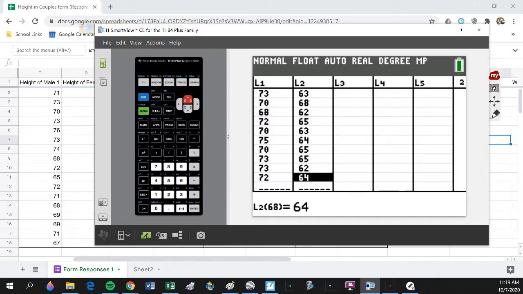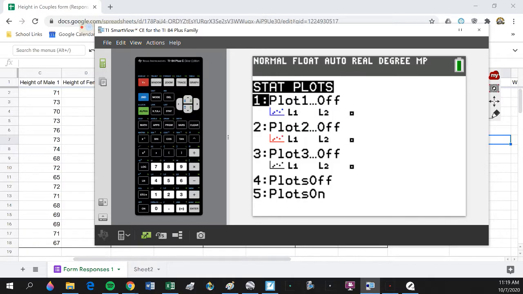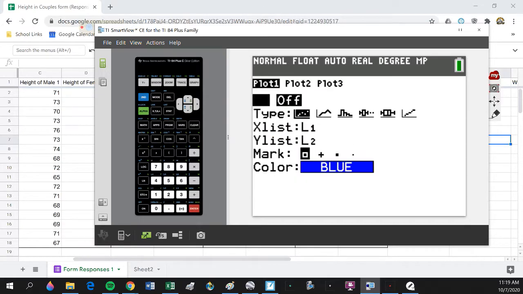So everybody push second y equals, and we get into the stat plots. Now, there are 3 plots, and it doesn't matter which one you use. The default is to use L1 as your x's and L2 as your y values. If I hit enter on plot 1, it asks me all sorts of questions. What kind of graph do you want? Do you want to draw a histogram, box and whisker? Do you want to connect the dots? Do you want to do steps? We want dots.